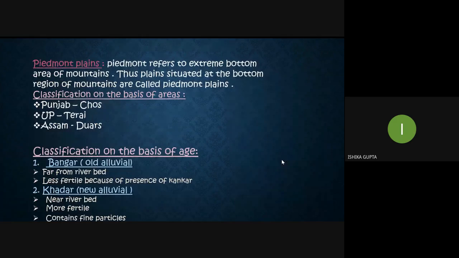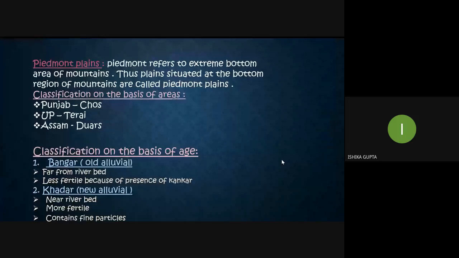Next, there is a term given which is Piedmont Plains. The literal meaning of Piedmont is the extreme bottom area of mountains, and thus the plains situated at the bottom region of mountains are called Piedmont Plains. Then we have classified them on the basis of areas. The Piedmont Plains in Punjab are called Kos, in UP they are called Terai, and in Assam they are called Duars. We have divided alluvial soil on the basis of age into two, which are Bhangar and Khadar.